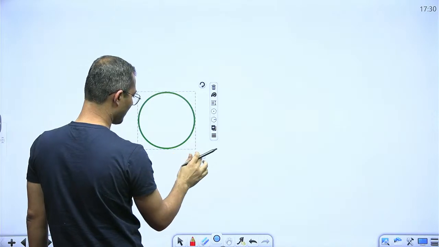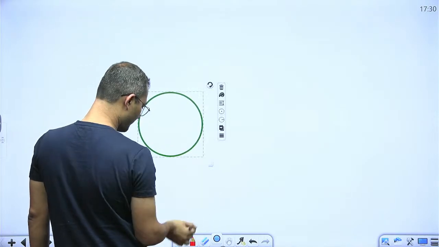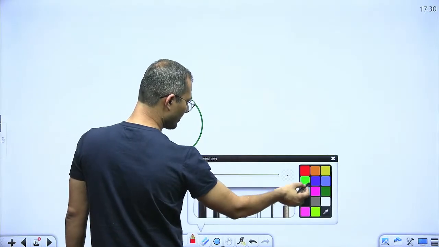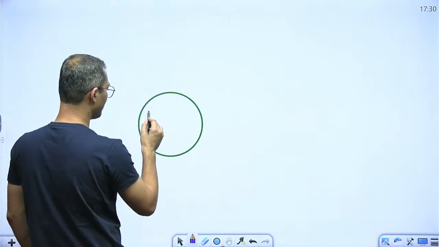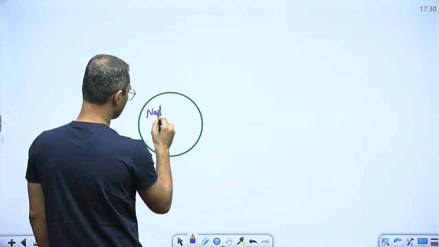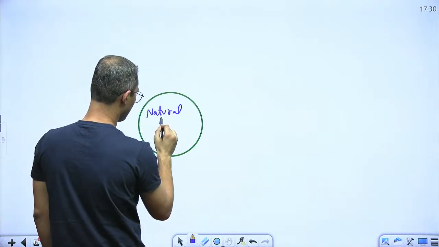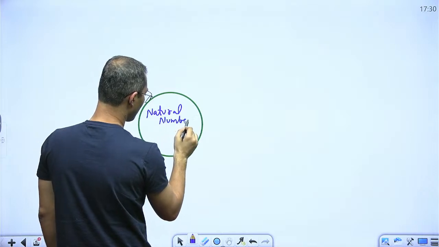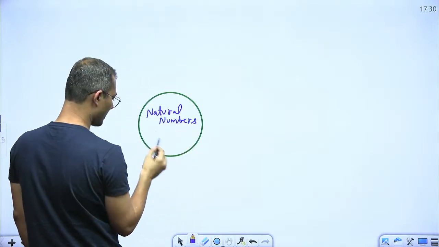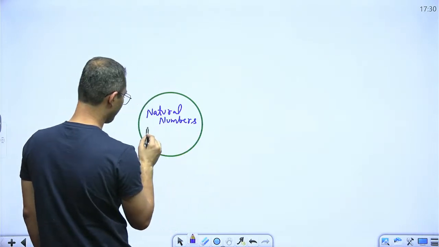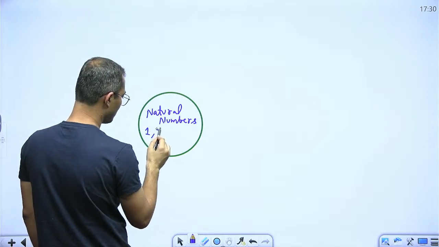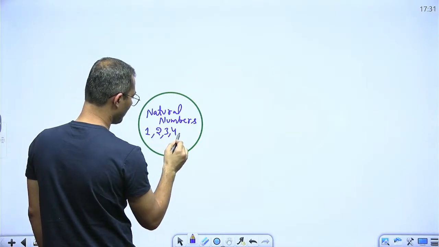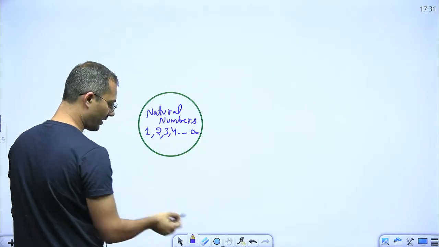So we can say that this represents the natural numbers. Natural numbers, or counting numbers, are known as natural numbers. Examples are 1, 2, 3, 4 till infinity.